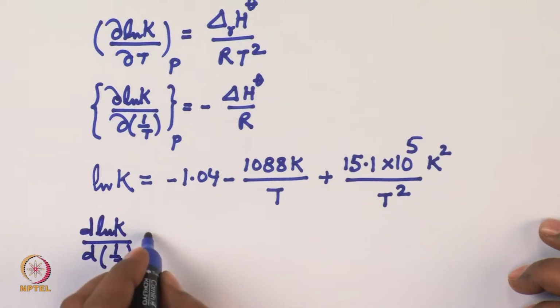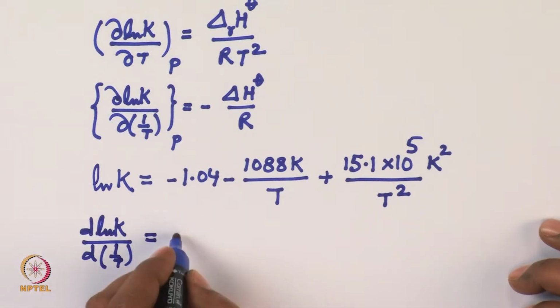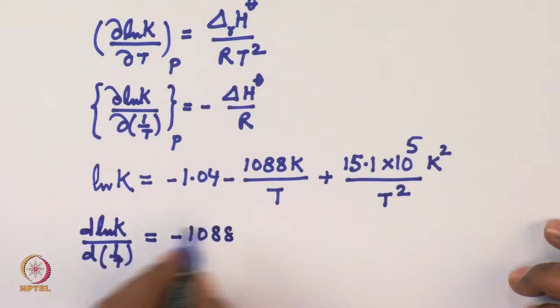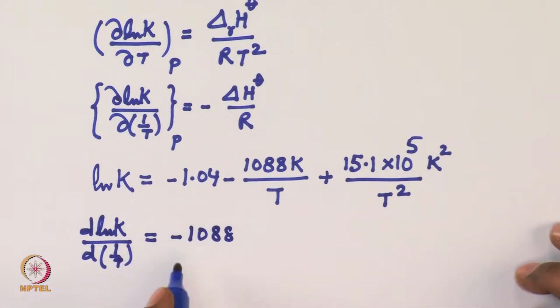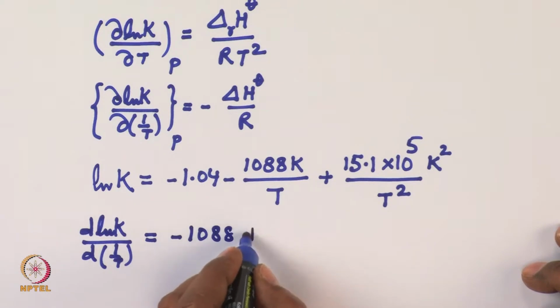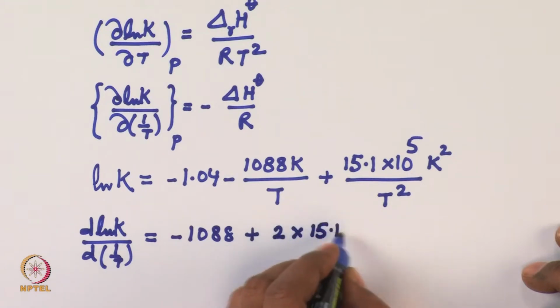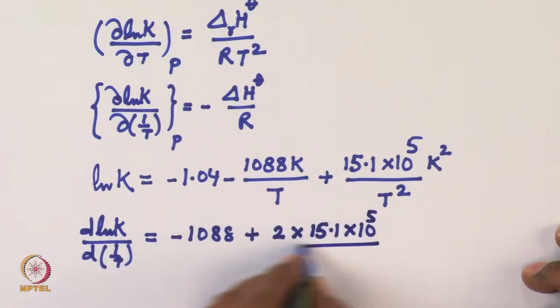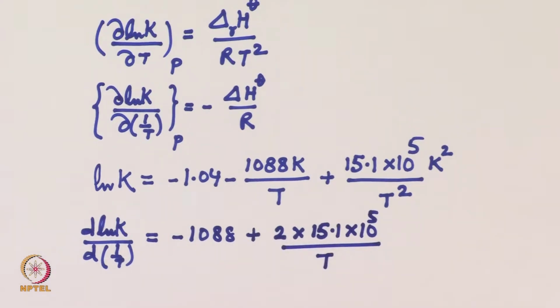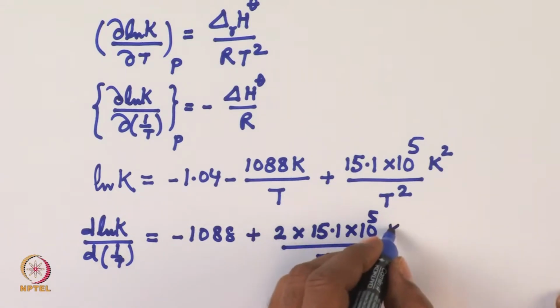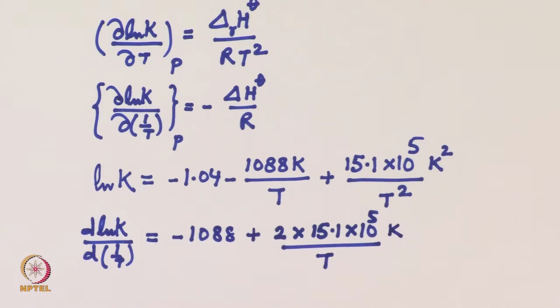Now let us differentiate this with respect to 1 by T, d log K d 1 by T. What will I get? This is 0, and the next one is minus 1088, because d 1 by T of T is going to be 1, and here it is 1 by T square. It will be 2 into 15.1 into 10 raised to the power 5 divided by T. This is what I am going to get when I differentiate with respect to 1 by T, and of course, it will be Kelvin. Let us go back to the slide.